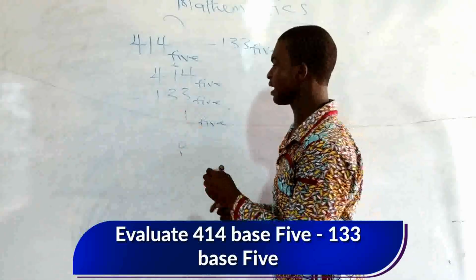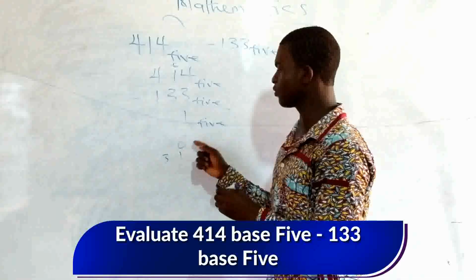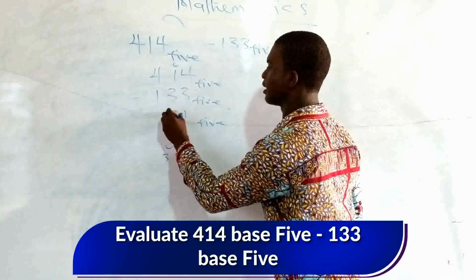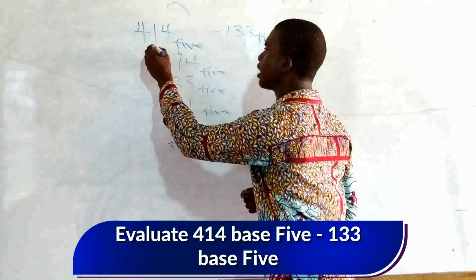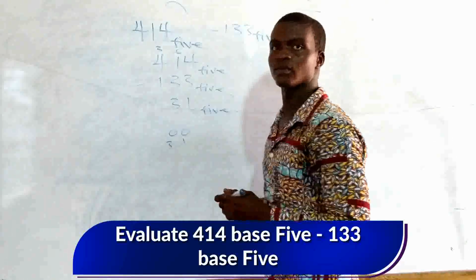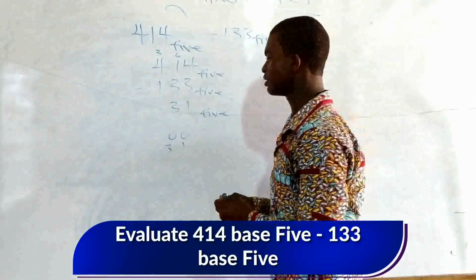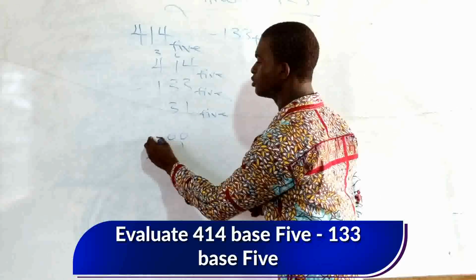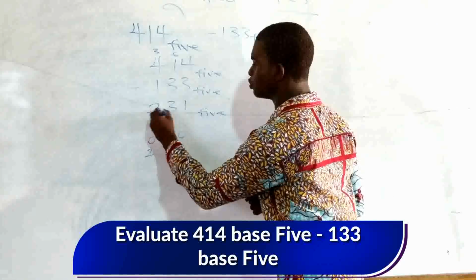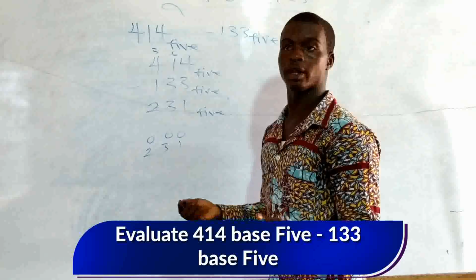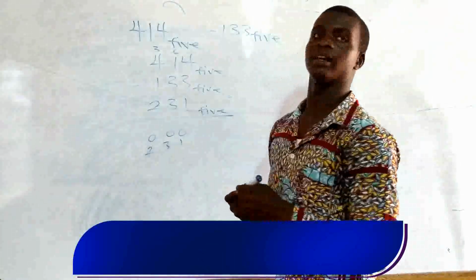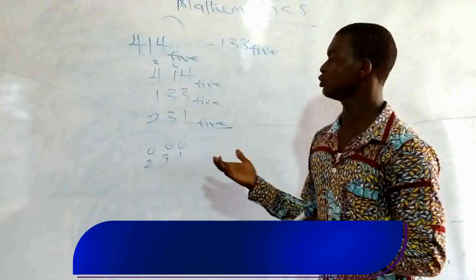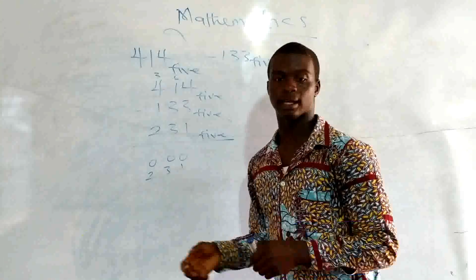6 minus 3 gives us 3. 5 goes into 3, 0. Remember the 3. Over here we now have 3. So 3 minus 1 gives us 2. 5 goes into 2, 0. Remember the 2. If you have 0, you are done. And so you have 2 3 1 base 5 as your answer.